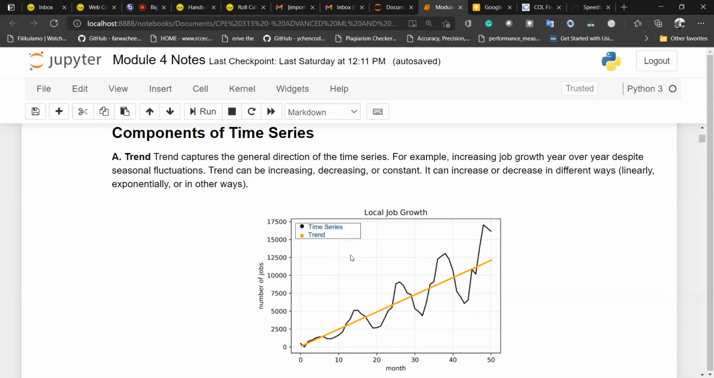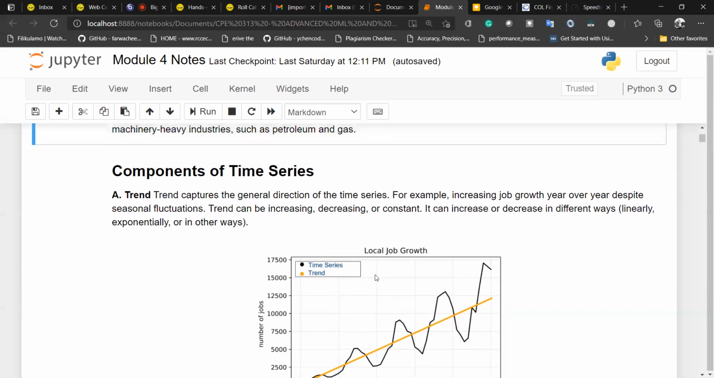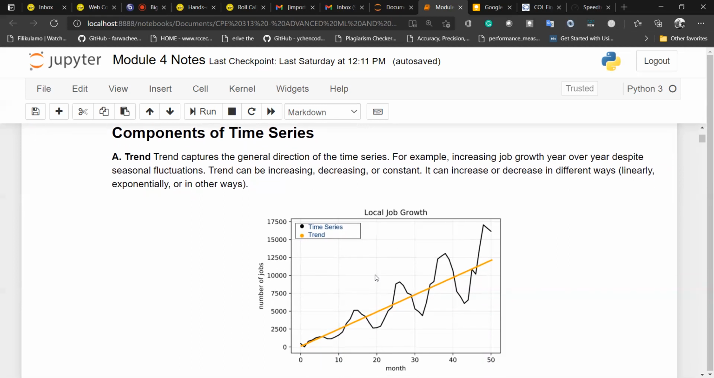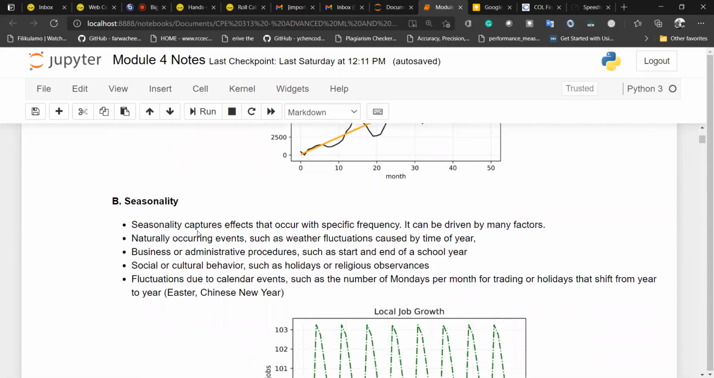In the case of the trend, no. And it can either increase or decrease in different ways, no. It can increase linearly, or it can be exponentially, or in other ways. Okay. Another thing that you need to understand about the components of time series is that we can actually see the seasonality.